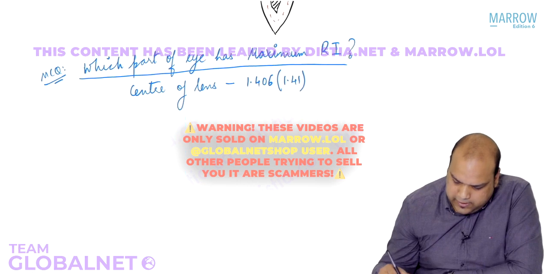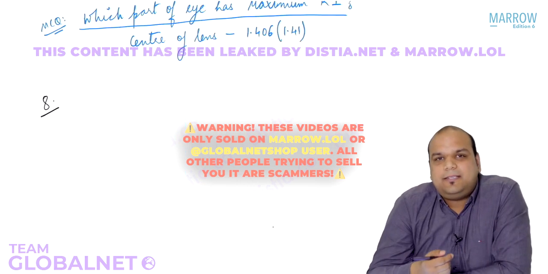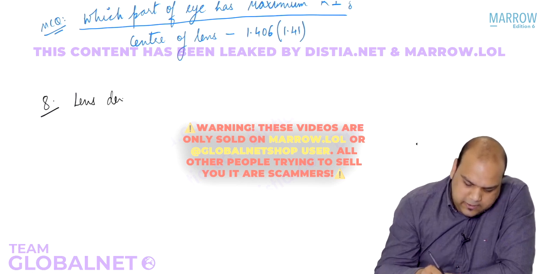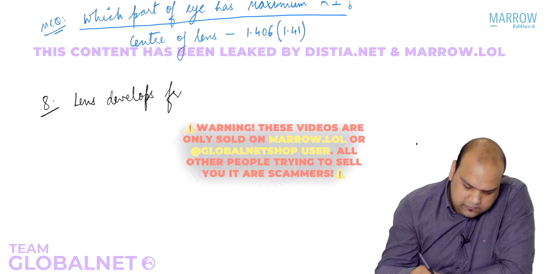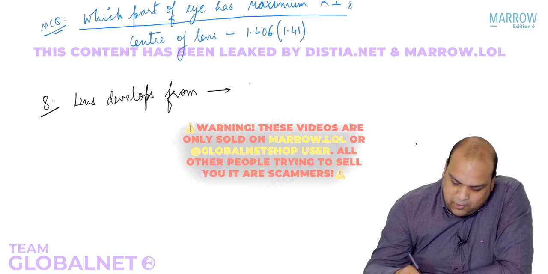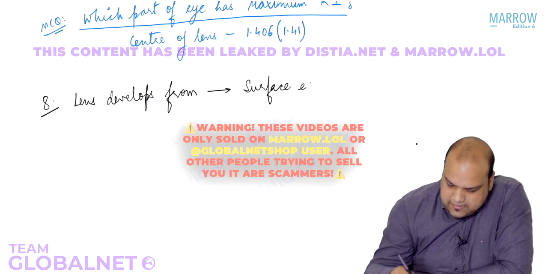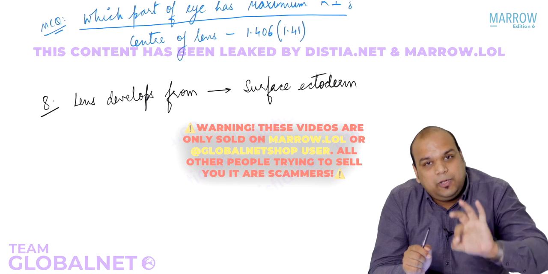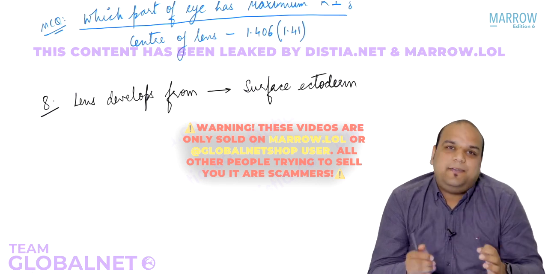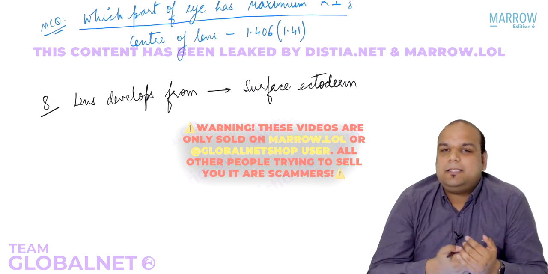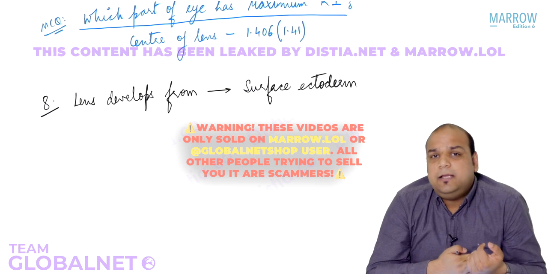Now, continuing in this line of easy questions. The next point in this series is, lens develops from which part? The answer is simple. Lens develops from, all of us know that, surface ectoderm. As we may remember, this is the only intraocular structure inside the eye which develops from the surface ectoderm. Apart from that, all these structures are extraocular structures, or the outermost layers which develop from the surface ectoderm.